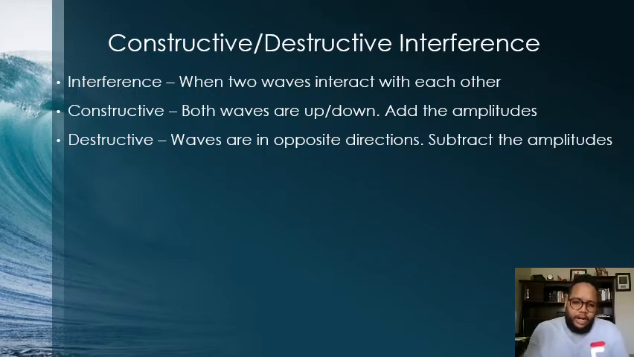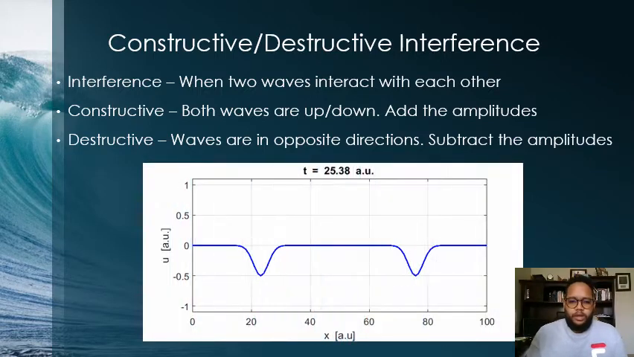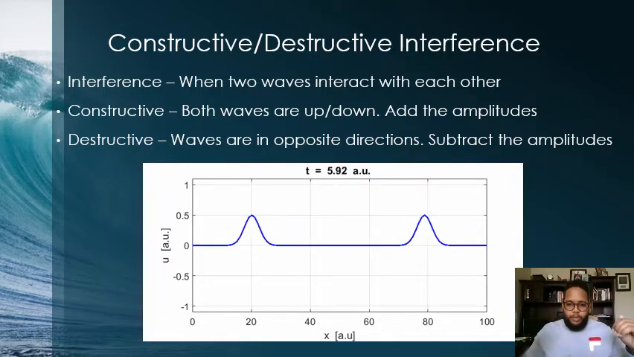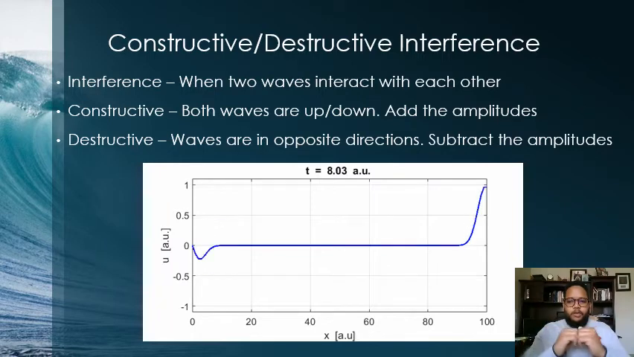We're going to take a look at an example where we're going to use two waves of the same amplitude, and you're going to see what happens when they interact constructively and destructively. Here we go. So as you can see, they're moving in the same direction. Once they hit, they double in size because one of them is 0.5 and the other one's 0.5. When they clash together, they give you 1.